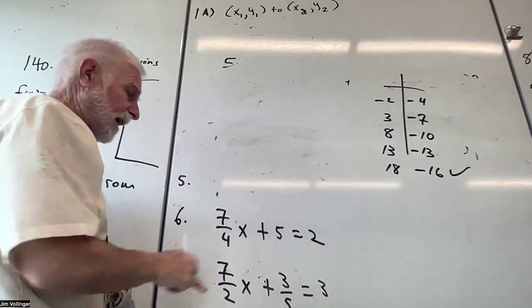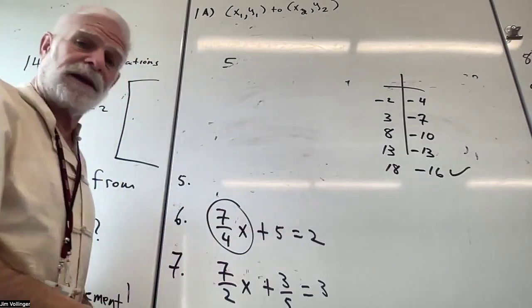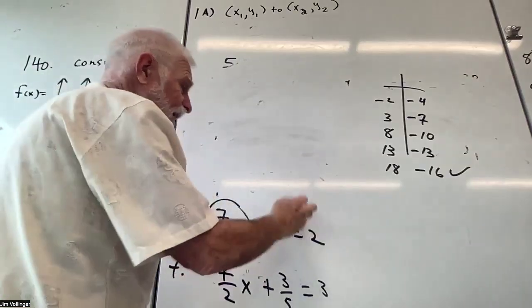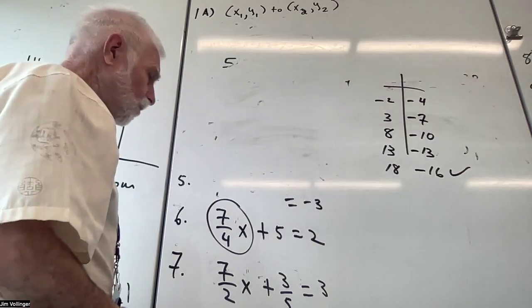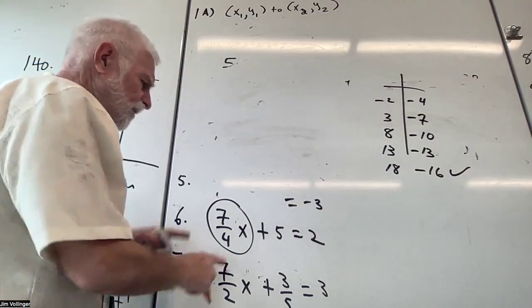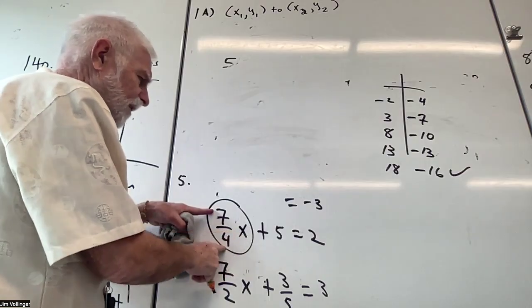7/4 x plus 5. I think this thing here has to equal negative 3. I guess I can subtract 5. And if I have something divided by 4, it's got to get me negative 3. Then this thing has to equal negative 12. 7 times x has to equal negative 12 divided by 4.